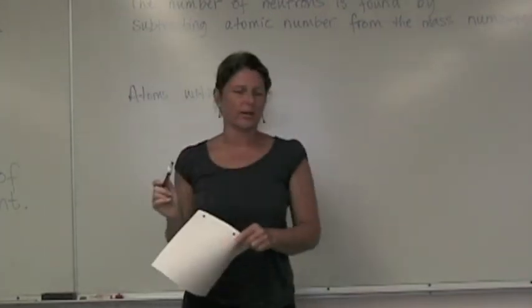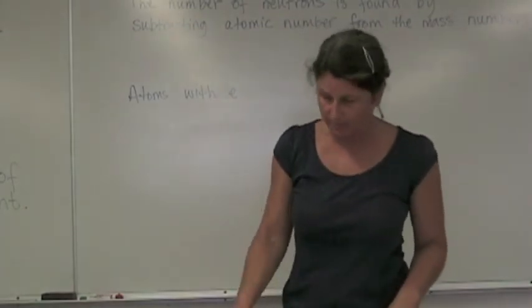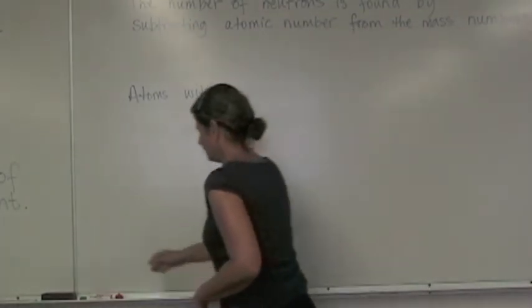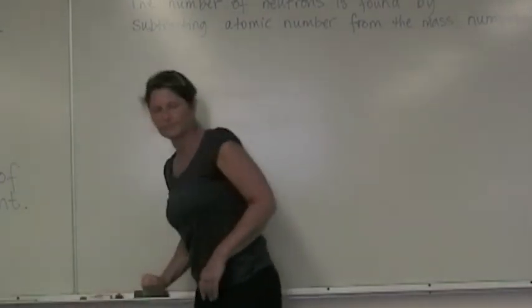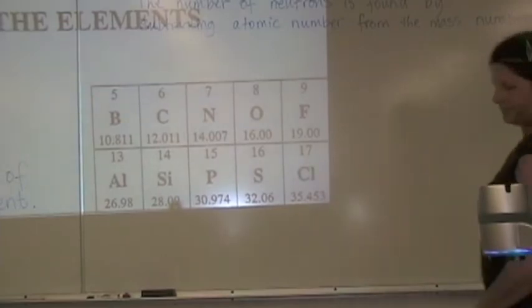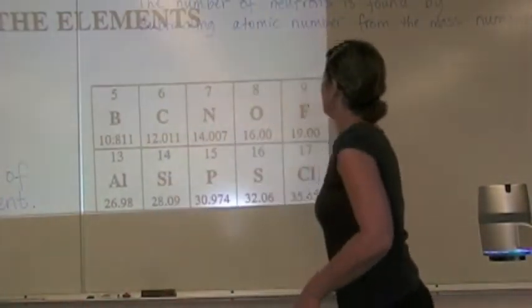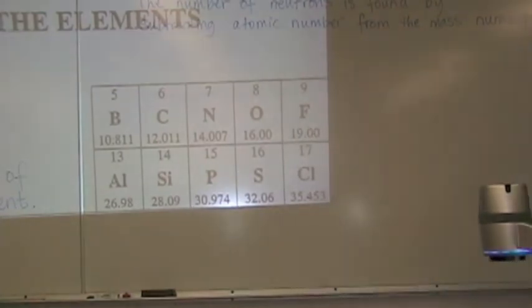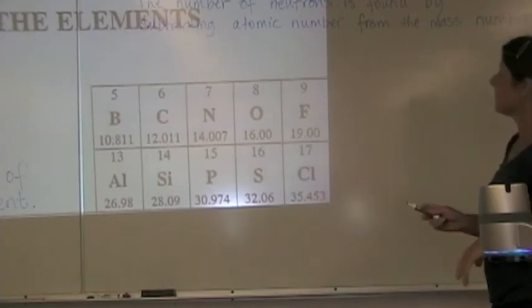There's really no way of getting around this. I'm going to have to get the periodic table back up on the screen. Okay, let's try this. So the number of neutrons in a particular atom is found by subtracting the atomic number from the mass number.